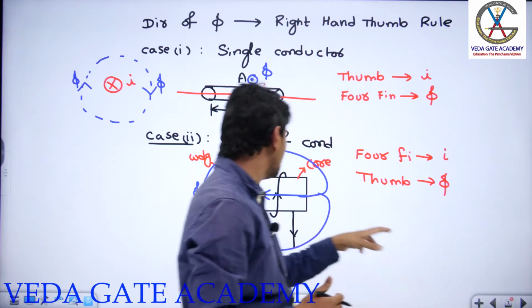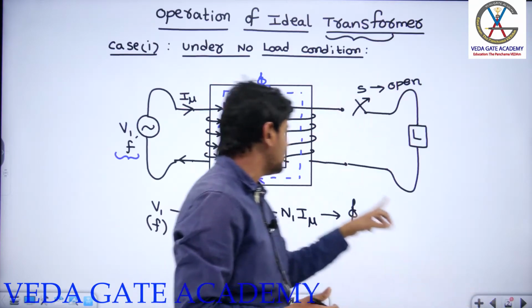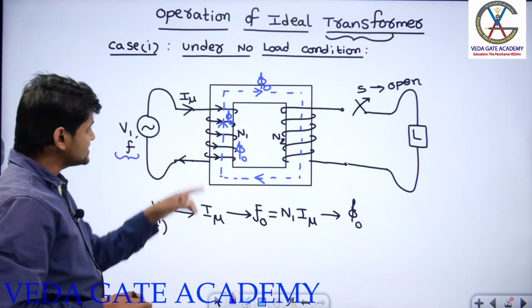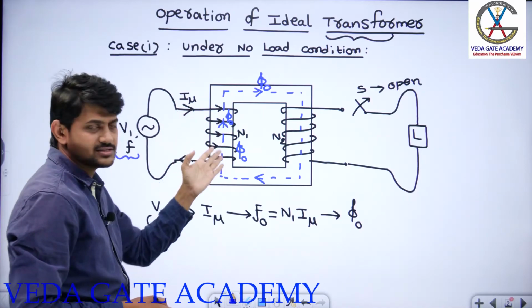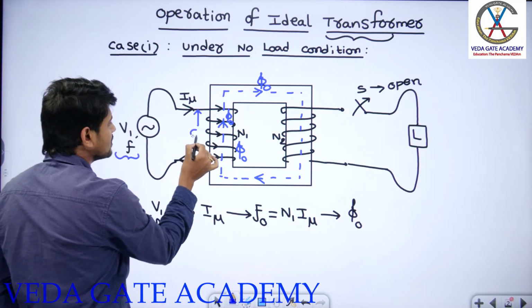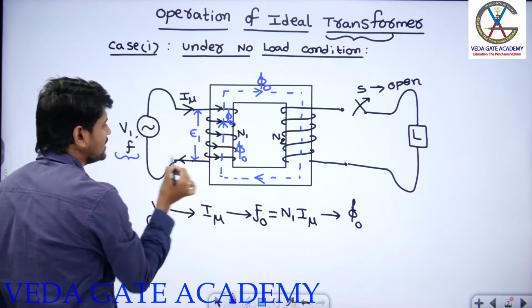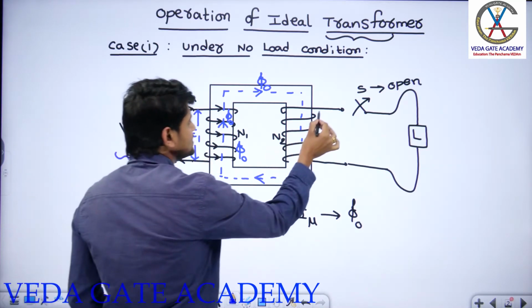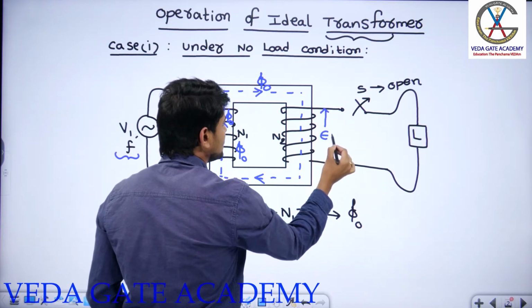Now if you come back here, as I said, as the flux is time varying and the group of conductors is stationary, EMF gets induced across these N1 turns. Let us assume this EMF on the primary side I can represent with E1, and some EMF gets induced across N2 turns.